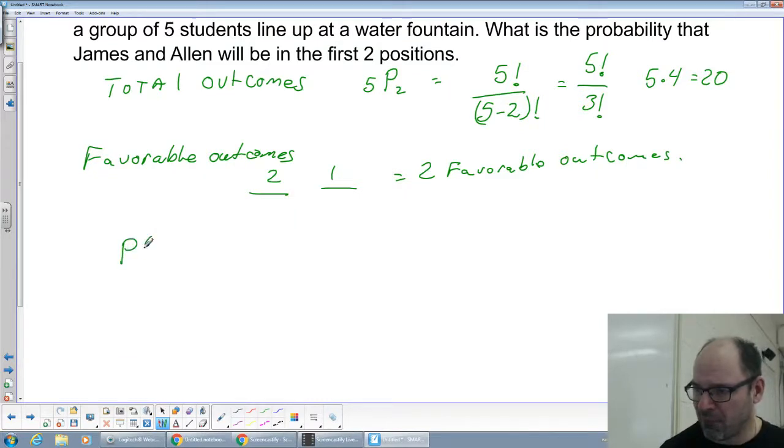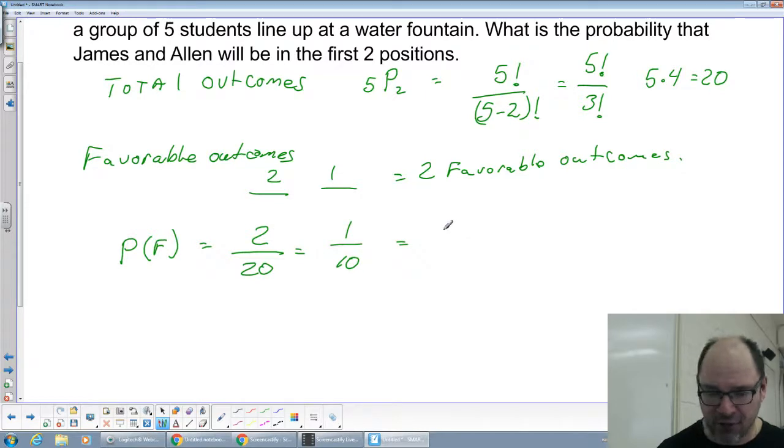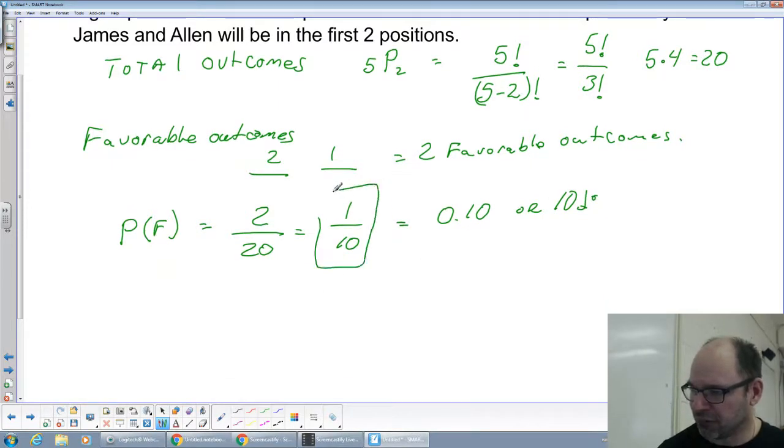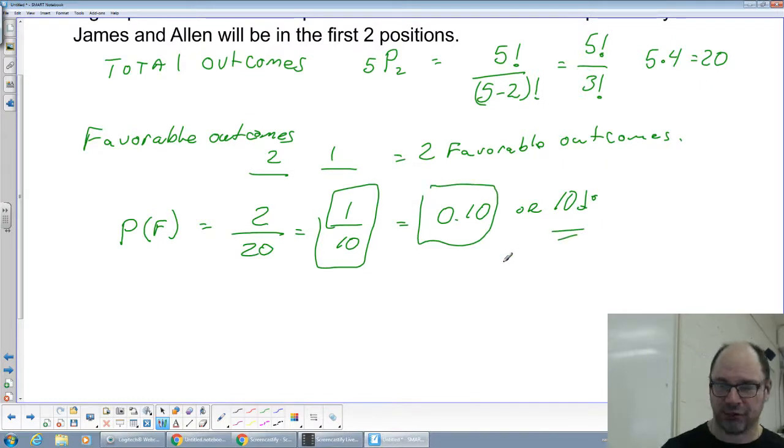So the probability of being first in line and second in line, call it probability of F, is 2 favorable outcomes over 20, which is going to give us 1 over 10, which if we write that as a decimal is 0.10, or 10%. I usually keep it in fraction form, but all of these are correct. Okay, and that's the probability question.